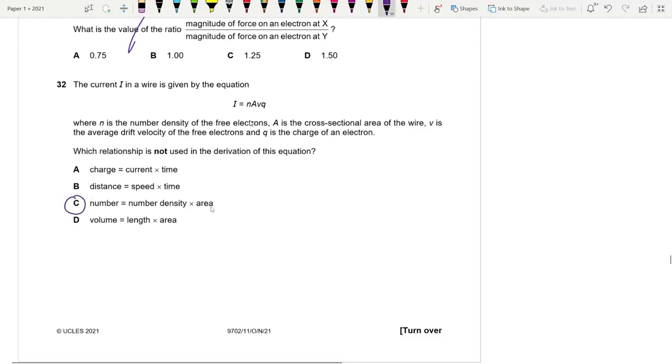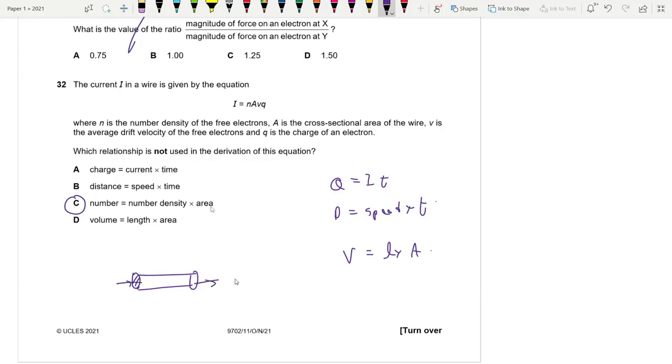Remember the derivation, it's important for Paper 2, okay? We do use Q is equal to It, and we do use distance is equal to speed into time, and volume is equal to length into area. We do use those. How? I'm just going to show you in short. Basically, we have a conductor like this of cross section area A, and current passes through it, right? So the volume of this is actually cross section area into length.